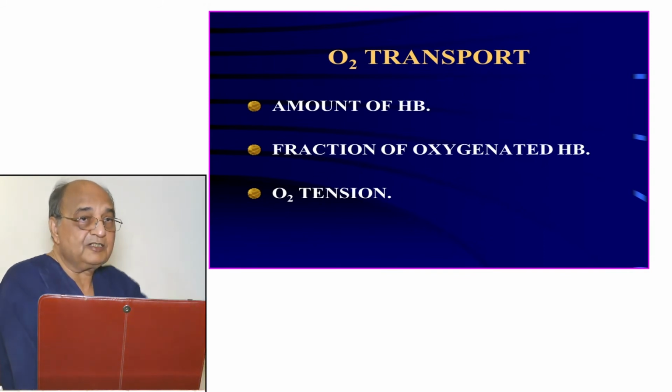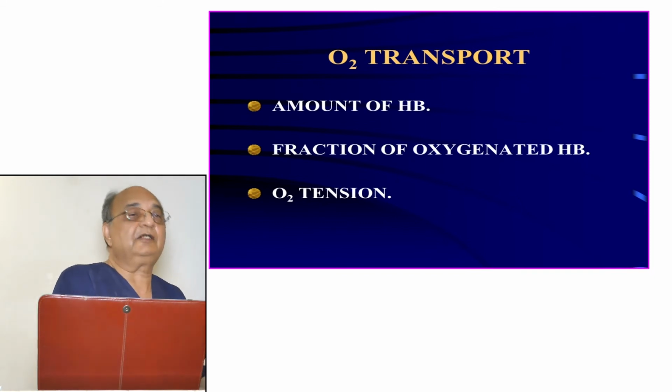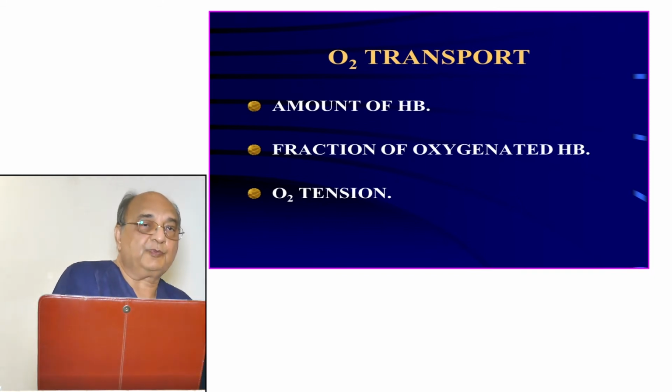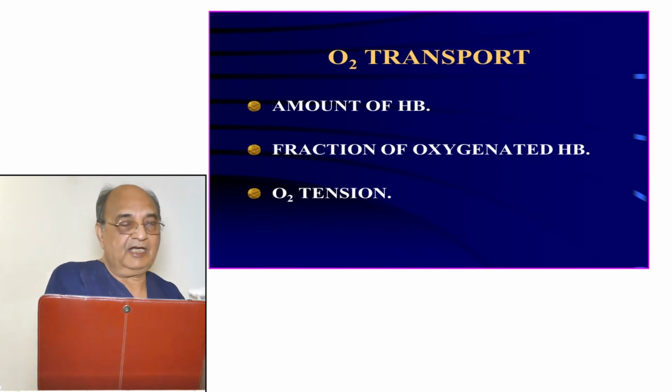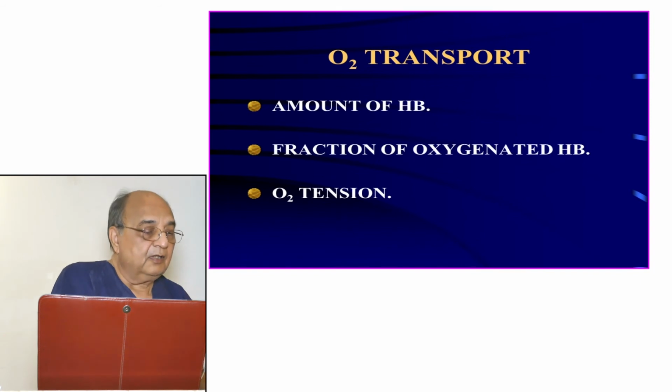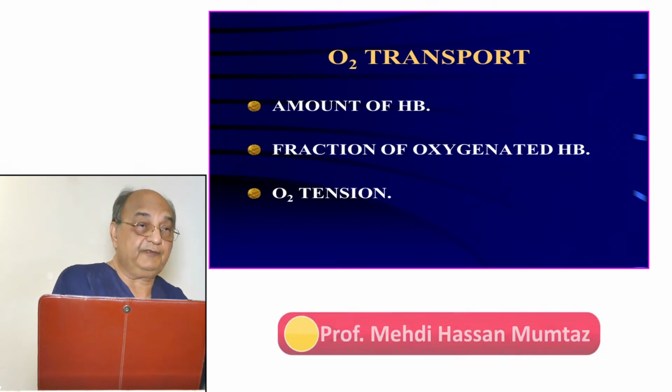Then what is the partial pressure of oxygen? The oxygen which is present in the plasma is exerting its pressure, which is called PaO2, PO2. Because under that PO2 partial pressure, the oxygen has to attach to the hemoglobin. For that purpose, we look at the oxygen dissociation curve. What is the oxygen dissociation curve? It is the curve which correlates the partial pressure of oxygen with percent saturation of hemoglobin. The PO2 at which the hemoglobin is 50% saturated is called P50.